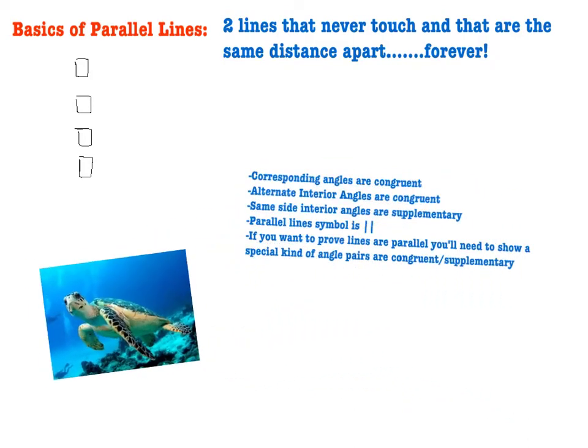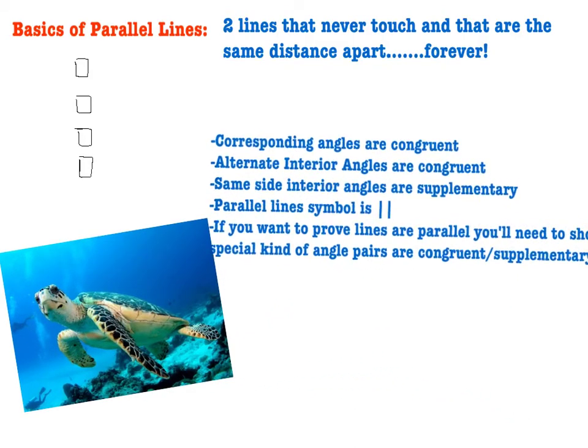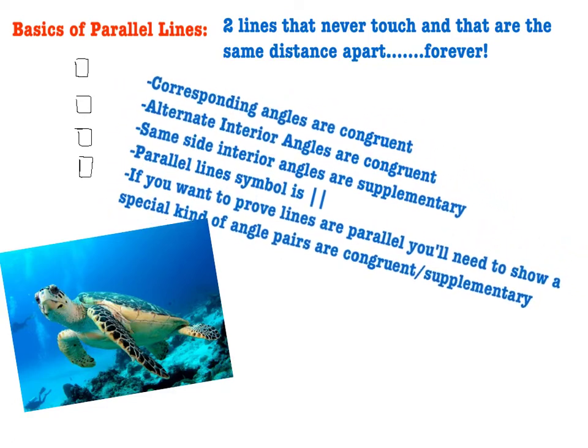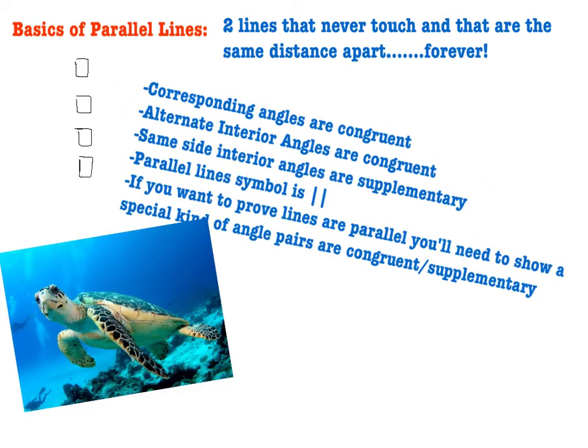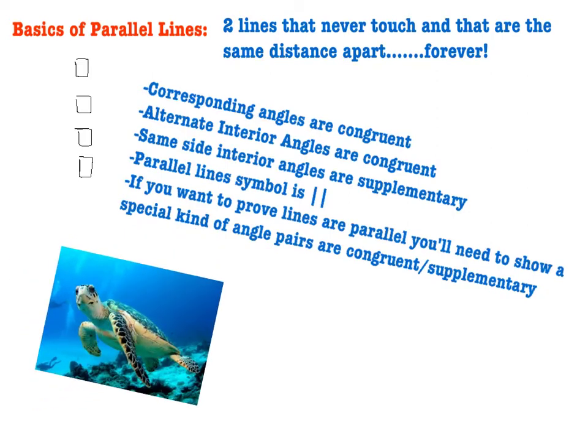If I move my little turtle out of the way, here are some things that I came up with. Number 1, maybe corresponding angles are congruent. Maybe that's something you put in there. Or that alternate interior angles are congruent. Maybe that same side interior angles are supplementary. Maybe that the symbol for parallel lines is 2 lines like this. Or if you want to prove that parallel lines are parallel, then you'll need to show that those angles are either congruent or supplementary. Make sure you have 4 things there.